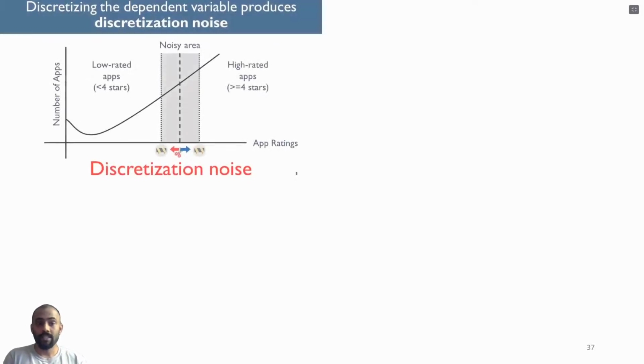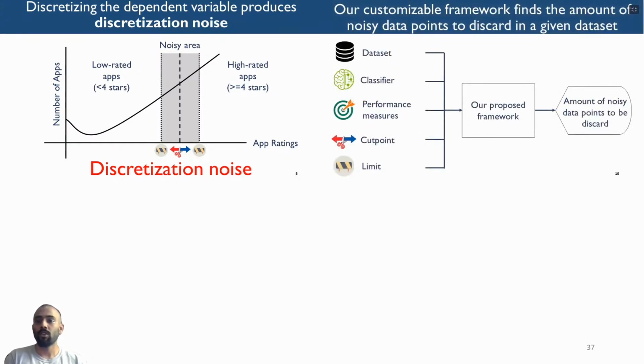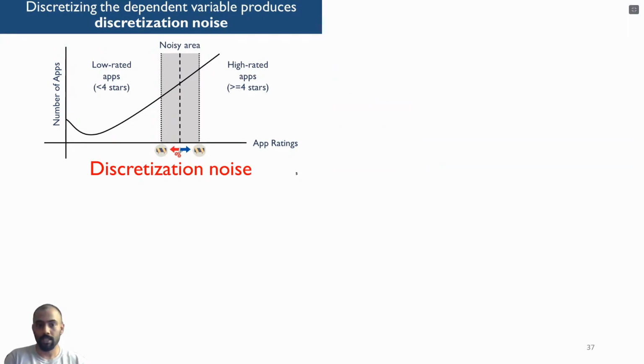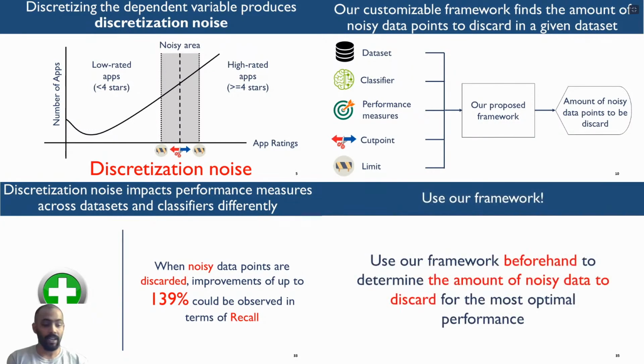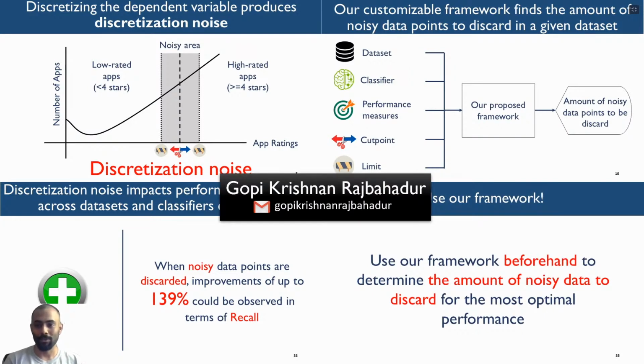So to summarize, I first spoke about what is discretization noise and how it's commonly introduced in software engineering datasets and software analytics. And then I took us through our framework that we use to determine how many data points to discard around the cut point, and it's customizable. And we also saw that we could see impacts up to 139% in terms of recall when noisy points are discarded. So finally, use our framework before doing any analysis. I'm Gopi. I'll be happy to take any questions that you have.